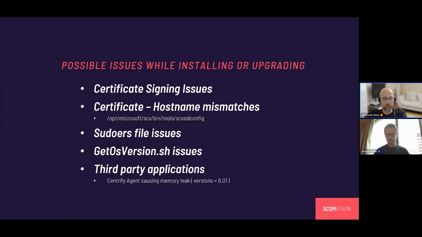So we have a handy tool called scxsslconfig, which is a great tool to overcome such problems. You can list, add, delete, and make several configuration changes on the certificates using this tool. The self-signed certificate created by the Linux agent has the same name as when you run the hostname command on the machine. So you should always check if the hostname is the same as the one within the signed certificate.